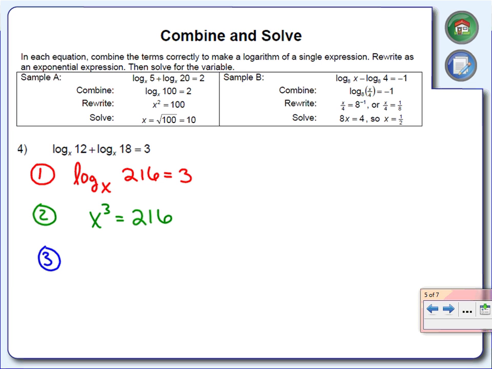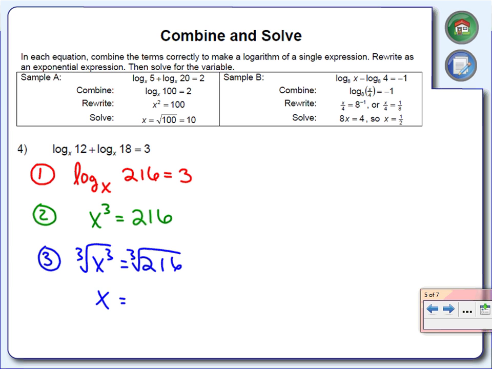Square root. So what's the opposite of cubing something? Cube root. So what we're going to do is take this 216 and find the cube root. Matter of fact, we're doing that on both sides so that we get x by itself.